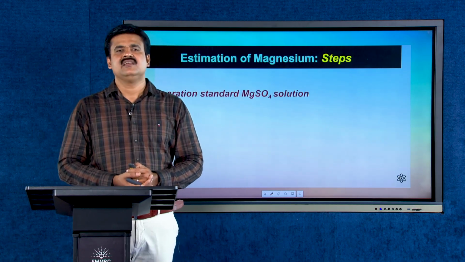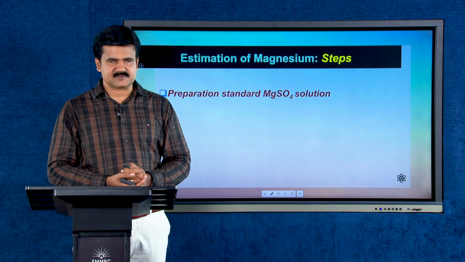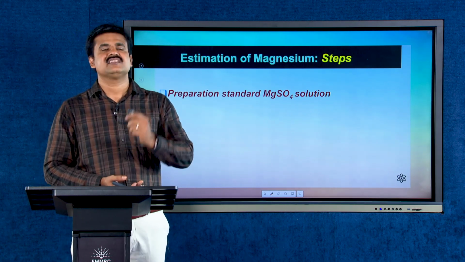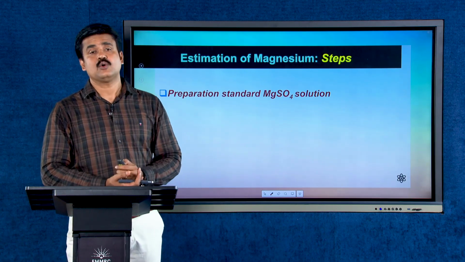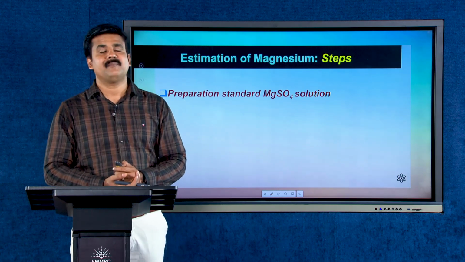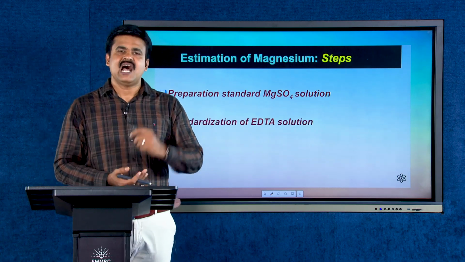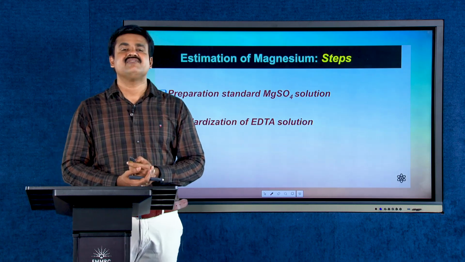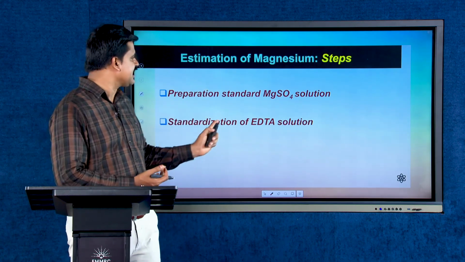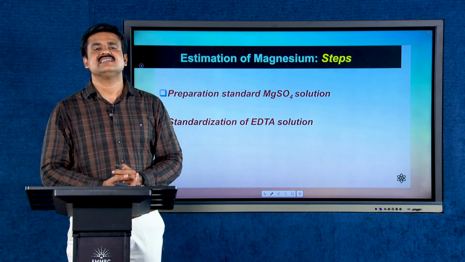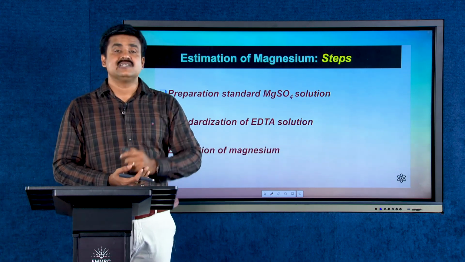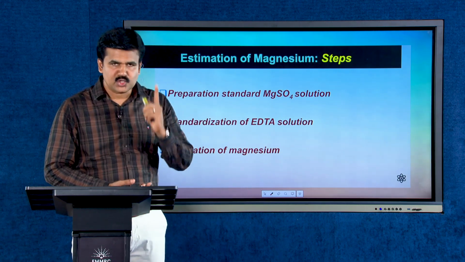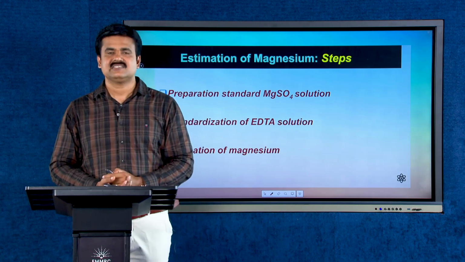Now, we are looking at the various steps, as a consolidation, that we adopted in the estimation of magnesium. This is the first step, preparation of a standard solution of magnesium sulfate. And using this magnesium sulfate solution, you are standardizing the given EDTA solution. That is, standardization of EDTA solution is the second step. The third step is the estimation of magnesium present in the given solution using standardized EDTA solution.